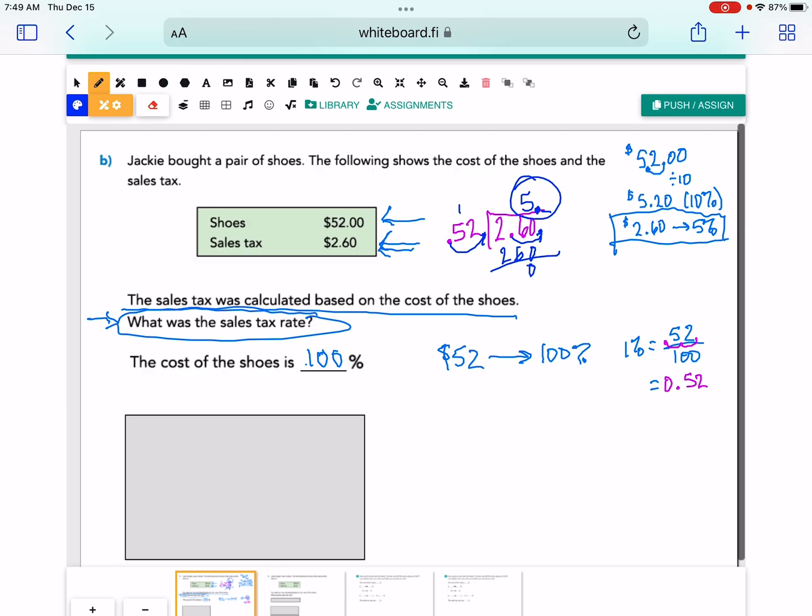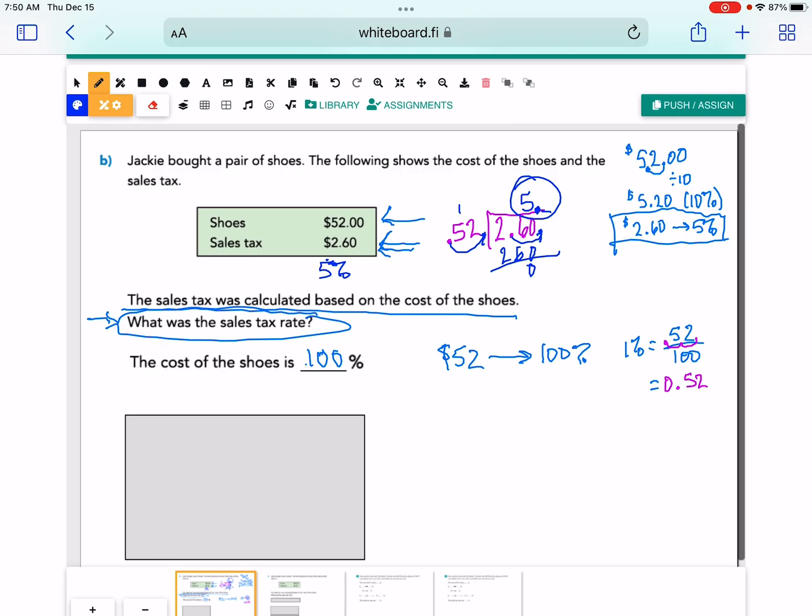There are 5 1%s in $2.60 when the 1% is 52 cents. So my answer is this sales tax is 5%. All right.